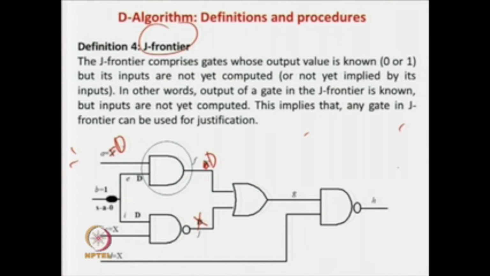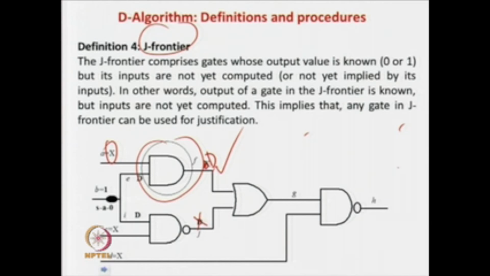So sometimes it may help you. If it is 0 then it will not help you because D cannot be propagated, and if it is 1 it can help you because D can be propagated. Then it does not remain in a J frontier. So a gate not in a J frontier may or may not help you, that depends on the situation. But if a gate is in a D frontier, because this is known and this is X, then if a gate is in J frontier, I was talking about the J frontier.